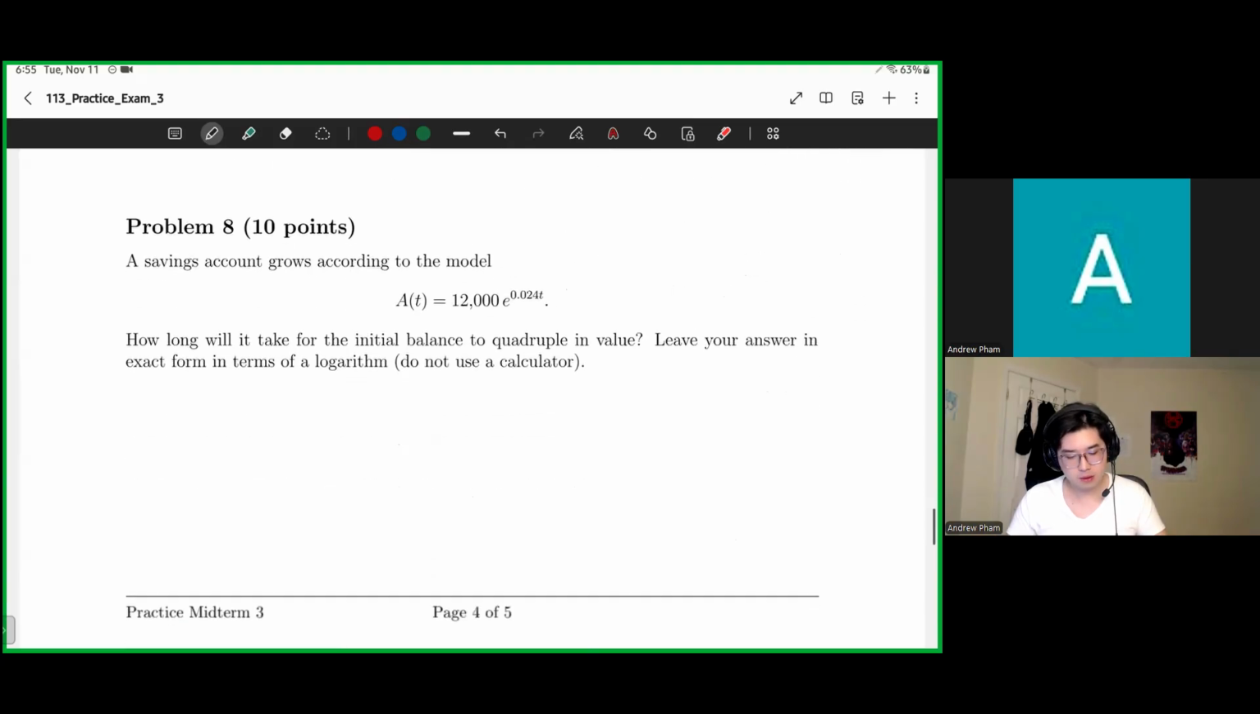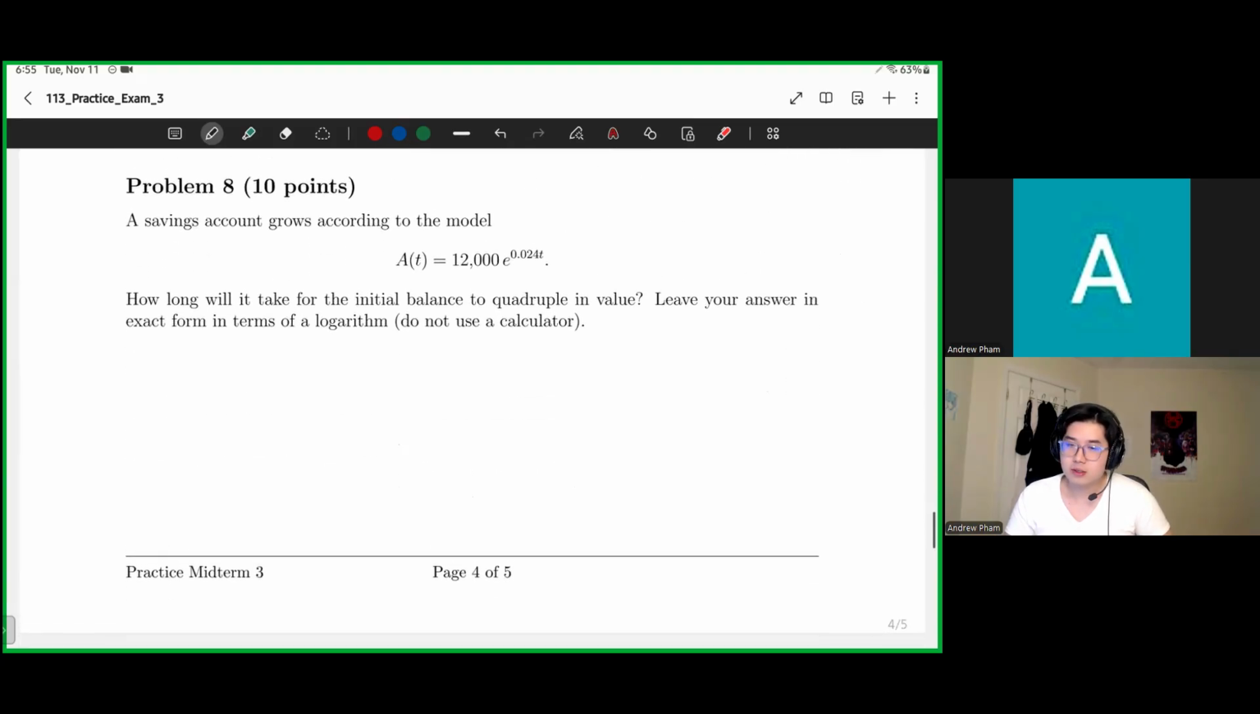Okay. Problem 8, it's going to be an application problem. All right, so a savings account grows according to this model A of t, and we want to see how long it takes for the balance to quadruple in value, the initial balance. We want to leave our answers in exact form. So no decimals, you just leave it in exact form, so a logarithm.